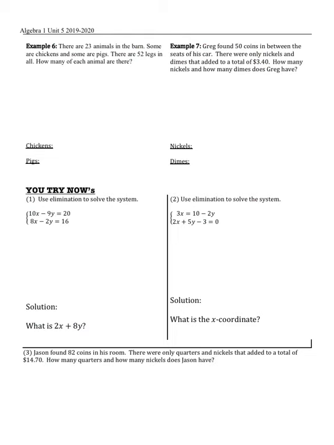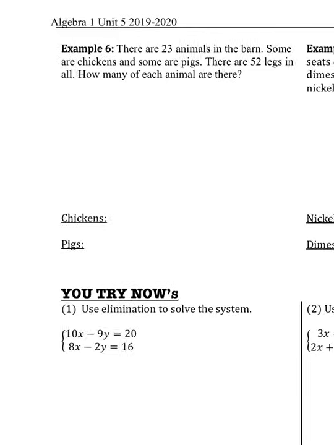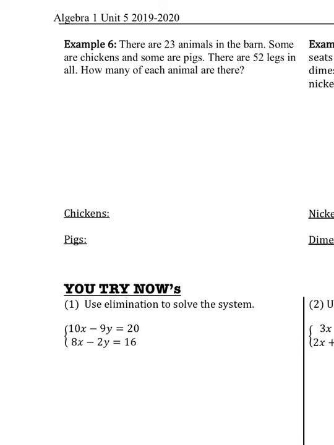So now let's look at some word problems and then a little try on your own. So for example 6, it says there are 23 animals in the barn. Some are chickens and some are pigs. So I'm going to underline 23 animals, chickens, and pigs. There are a total of 52 legs. How many of each animal are there? So that's what I'm trying to figure out, is how many of each animal. So that's going to be my X and my Y. So let's make X chickens, and we'll make Y pigs.